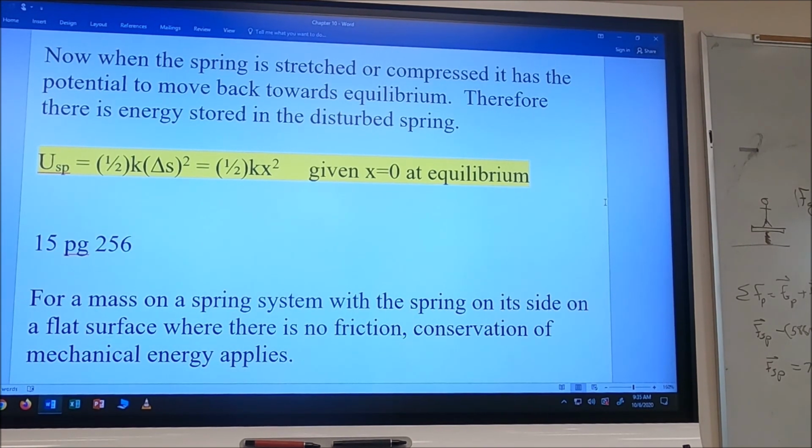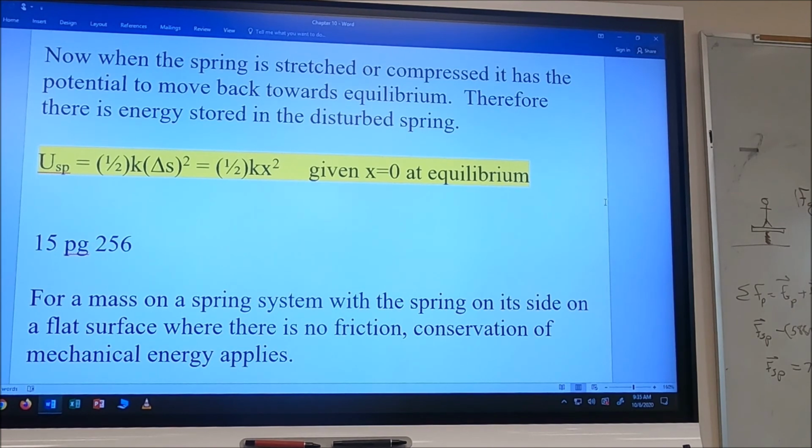I want you to notice here, since x is squared, it doesn't matter if it's compressed or stretched, I'm always going to have a positive spring potential energy. I can have a negative change in spring potential energy, but I'm never going to have a negative spring potential energy. So let's look at problem 15 on page 256.